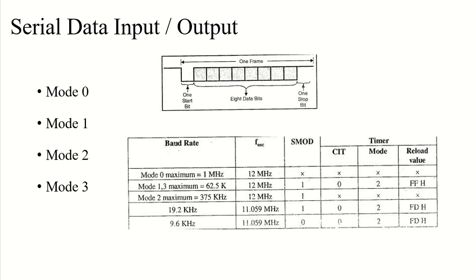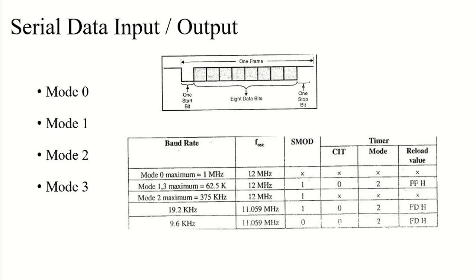Then we have mode 1. Again, this is a full duplex mode, and it will also support 8-bit asynchronous communication. Whenever there is a change in data, 1 would be transmitted and otherwise 0 would be transmitted. But although the data bits are 8 bits, the number of transmitted bits is 10, which means one start bit, one stop bit, and then 8 data bits.